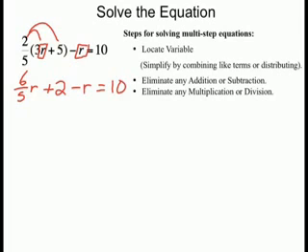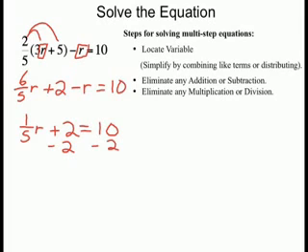Now we must combine the like terms. We have 6/5 r minus 1r, which equals 1/5 r. So we're left with 1/5 r plus 2 equals 10. Now we must subtract 2 from both sides. On the left side, we're left with 1/5 r, on the right side, we have 10 minus 2 equals 8.